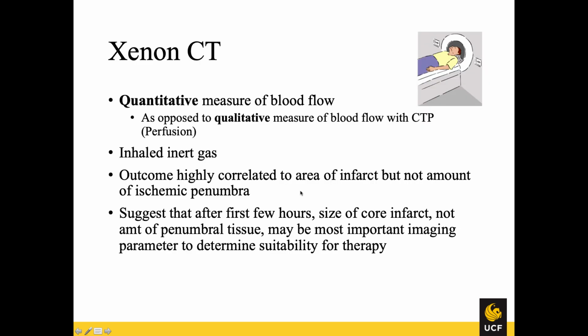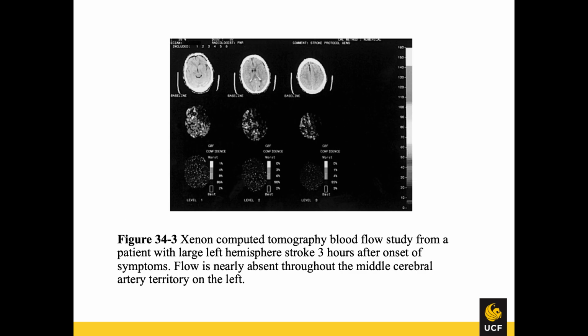The xenon CT. This is a quantitative measure of blood flow as opposed to the qualitative that we just saw. The patient will inhale an inert gas, and the outcome of a xenon CT is highly correlated to the area of infarct, but not the amount of ischemic penumbra. It suggests that after the first few hours, the size of the core infarct, not the amount of penumbral tissue, may be the most important imaging parameter that determines the suitability for therapy.